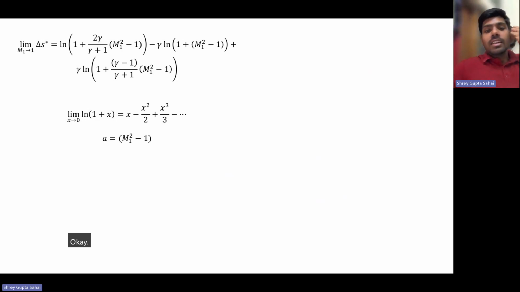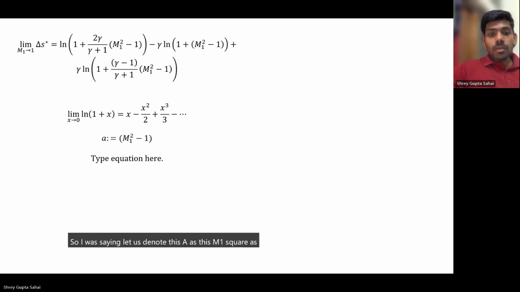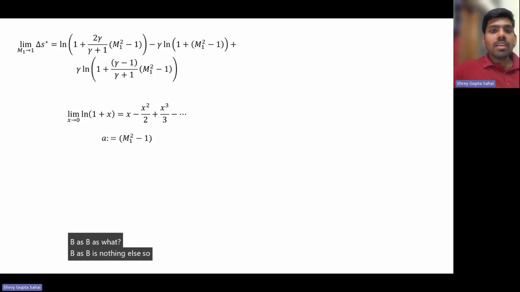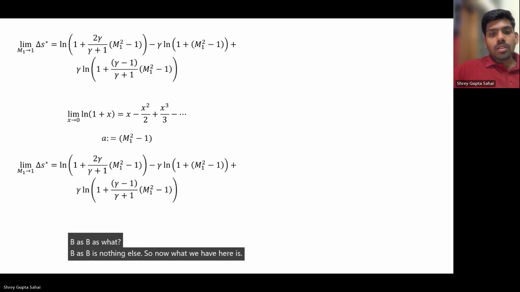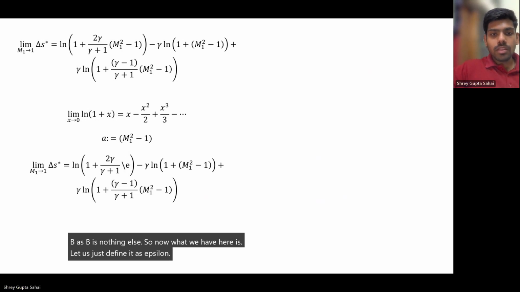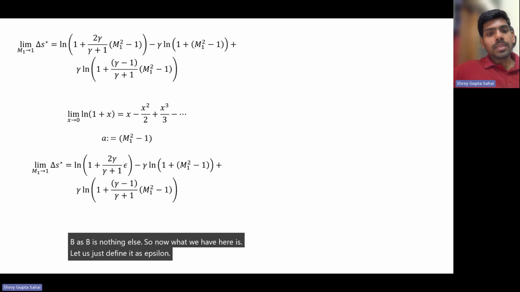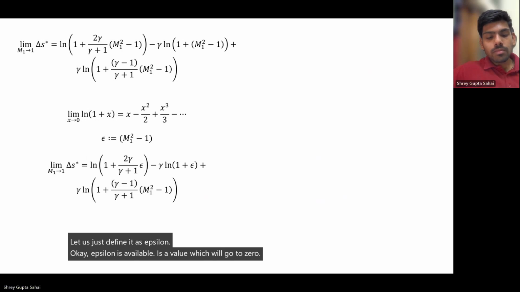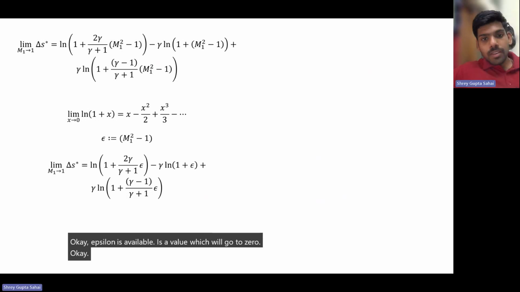So I was saying, let us denote this m1 square as a, and b as nothing else. So now what we have here is, or let us just define it as epsilon. Okay, epsilon is a value which will go to 0. Okay, now let's see what do we have.